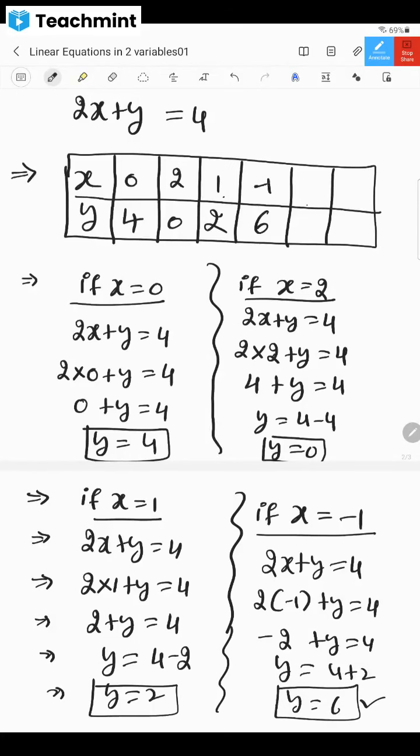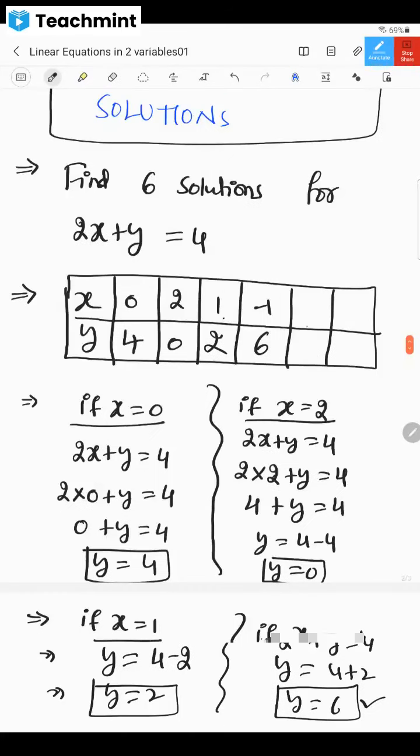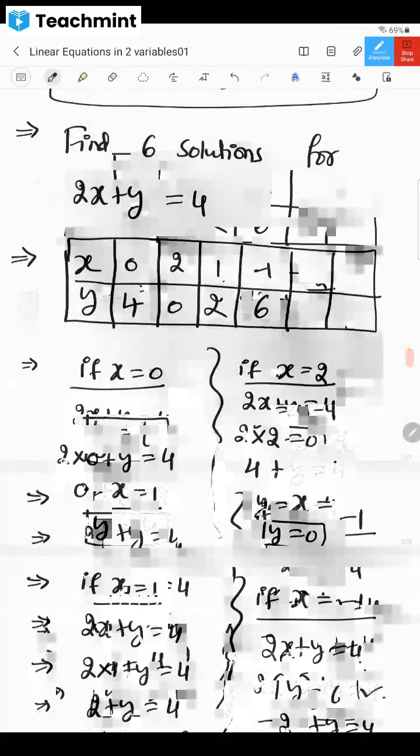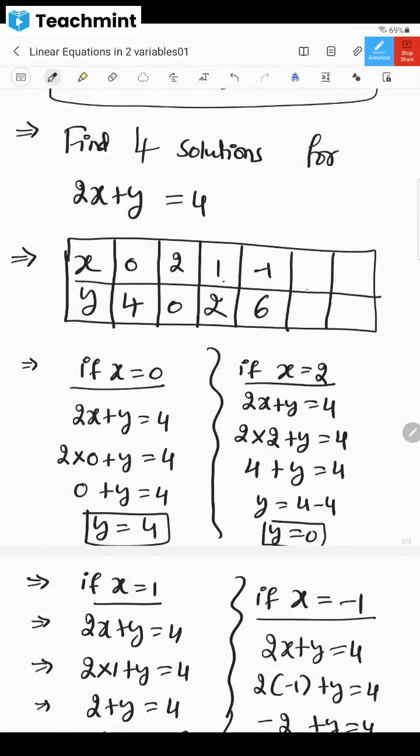So like that, how many solutions can you find out? Infinitely many, but they ask for 6. Let us make it 4. Okay, I hope everybody got it. I can give you some homework also. So let's make it 4 solutions only.